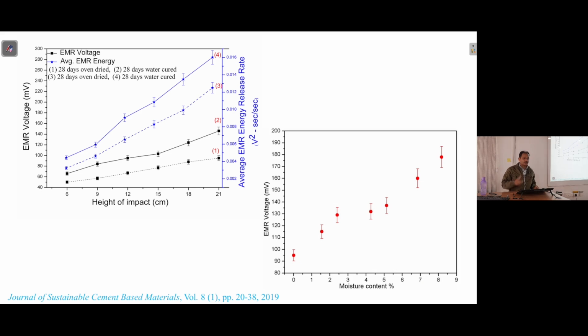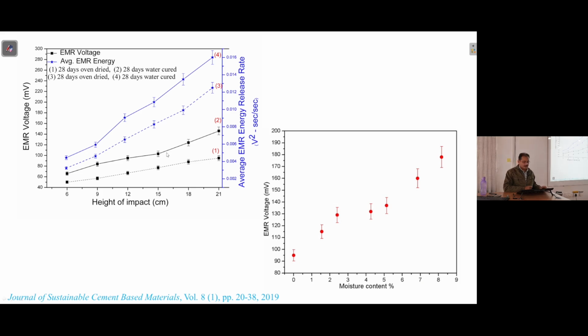Yes, so this point I missed. At the stage of 3 days, you actually have an ample amount of free water available within the material. Thereafter, it becomes part of the hydrated product. So just to confirm that, here we actually have done some experiments with removing the moisture content also.